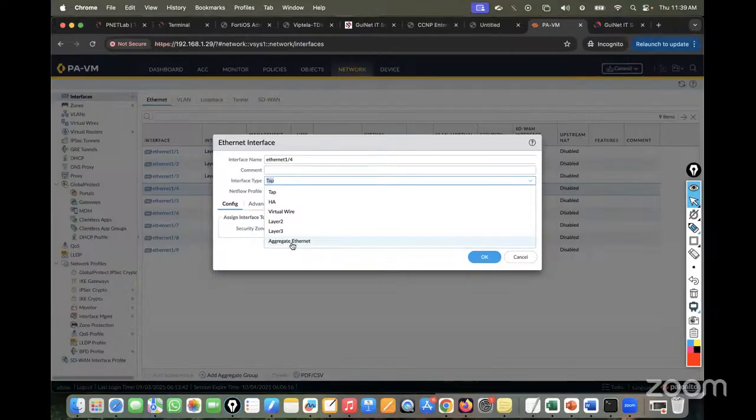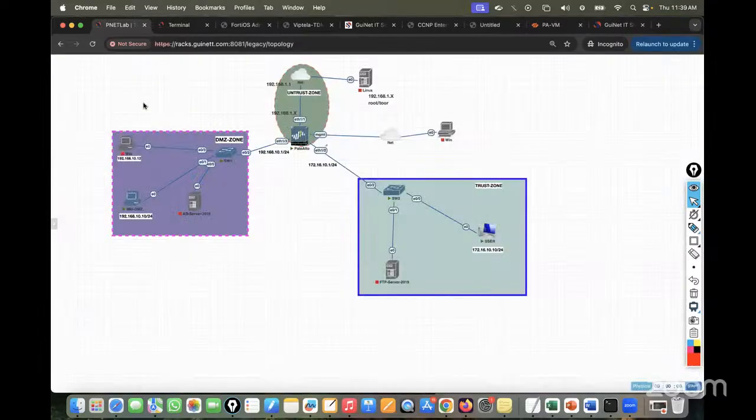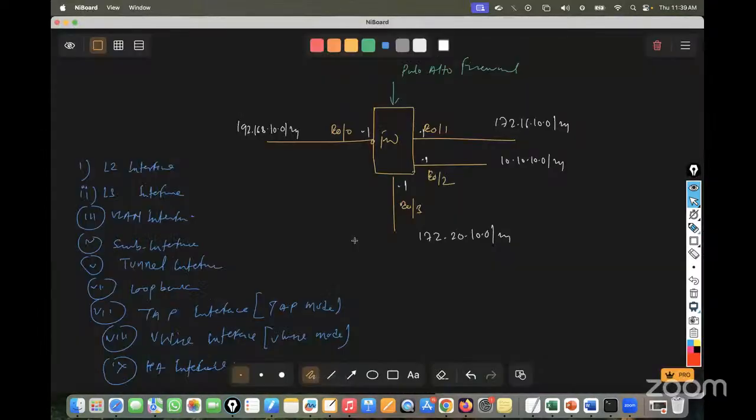This can be your aggregated interface. We'll talk later about what an aggregated interface is. This can be an HA interface, a layer 2 interface, or your layer 3 interface. So this one interface can be configured and utilized in different ways while doing the configuration. Make sense? But there is a very important key concept you have to remember for every type of interface.